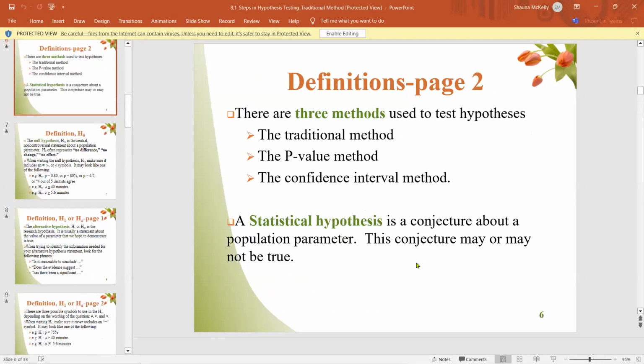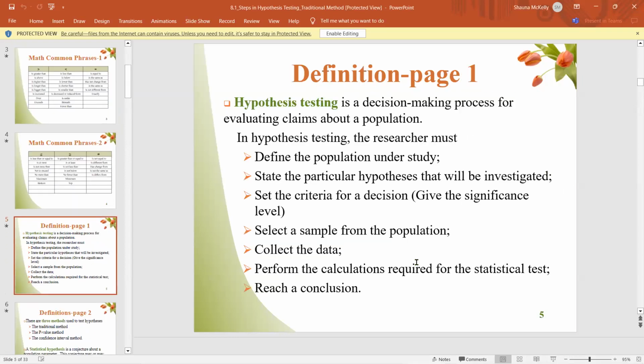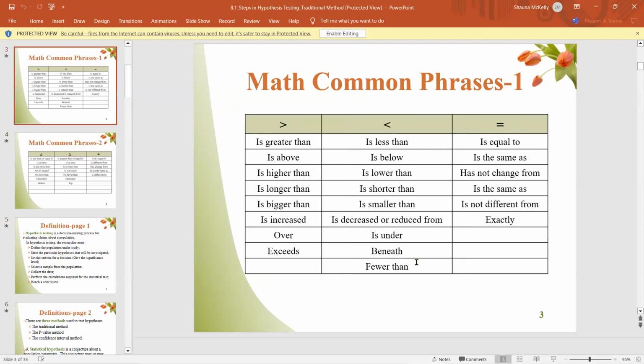If you look at your slides, and this will be true about pretty much every section from here on, because these are so important, she gives you common phrases for your reference, okay? She tells you how they translate. So if you're not sure, you have them here. Everything that means greater than is listed. Everything that means less than is listed. Everything that means equal to is listed.